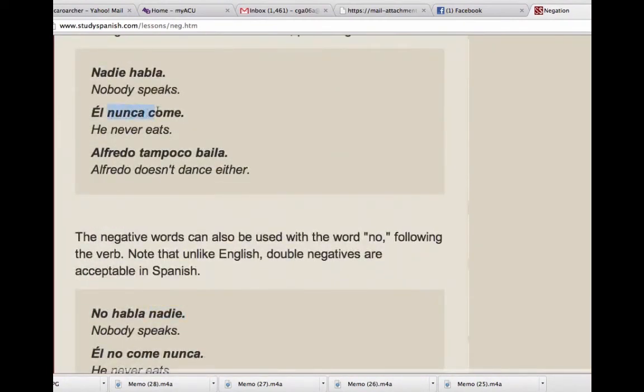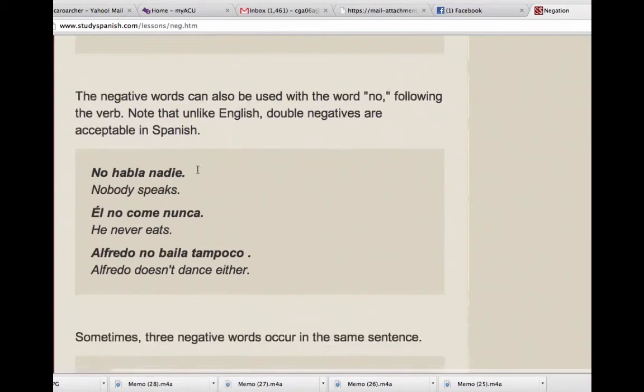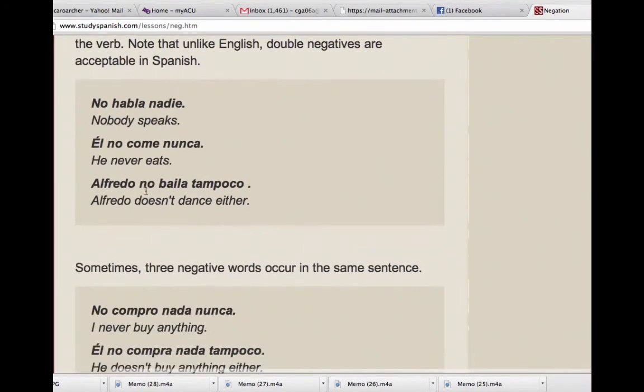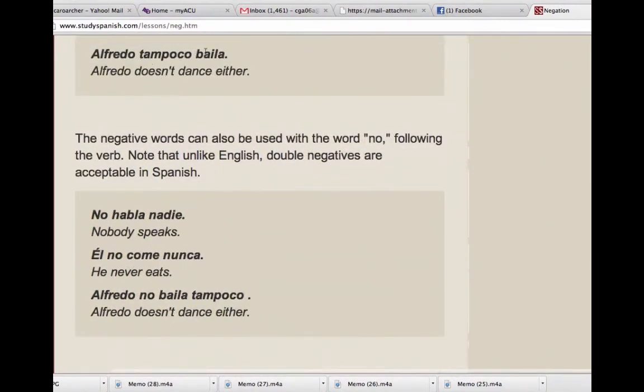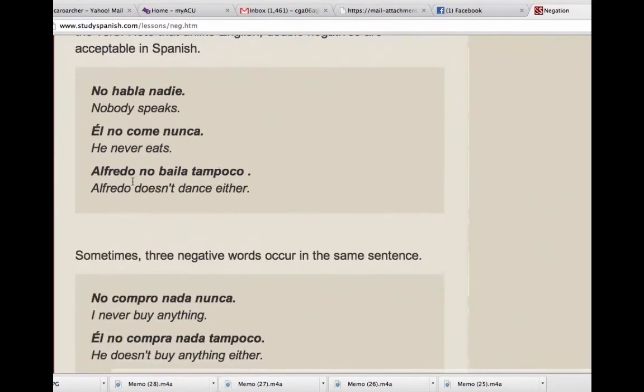Él no come nunca. Here was él nunca come. But if you add the word no in front of come, we have to put the negative word at the end, okay? Él no come nunca, okay? Alfredo no baila tampoco. Alfredo tampoco baila. Tampoco goes before the verb, but if you add the word no, it's Alfredo no baila tampoco at the end, okay?